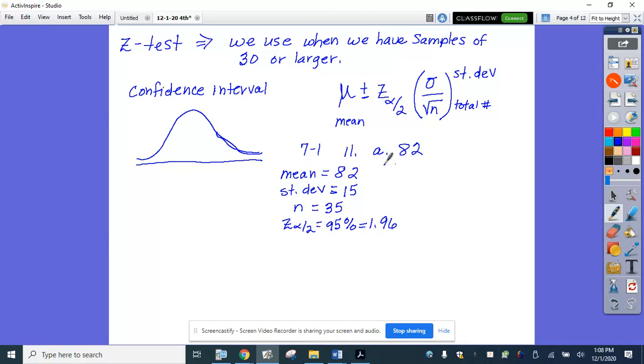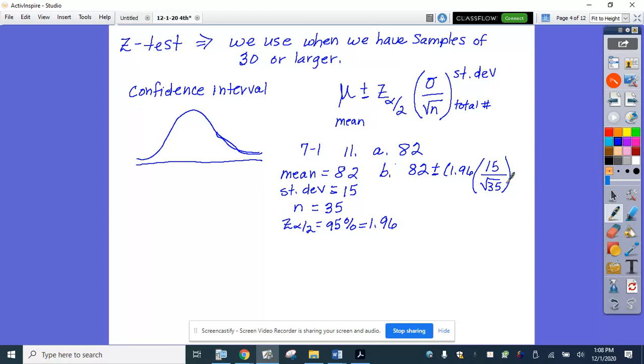Okay, so for part B, it tells me that I need a 95% confidence interval for this particular problem. So I'm going to do 82 because that's my average or my mean, plus or minus, which in the calculator means I've got to do this twice, once with minus, once with plus. Then I have my 1.96 times my standard deviation, which is 15, divided by the square root of 35.